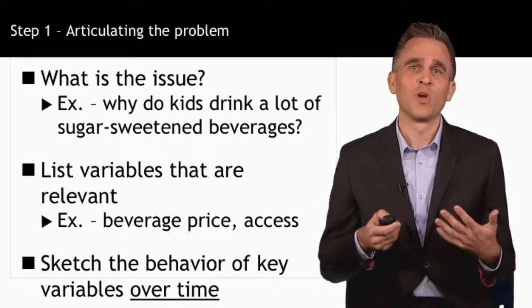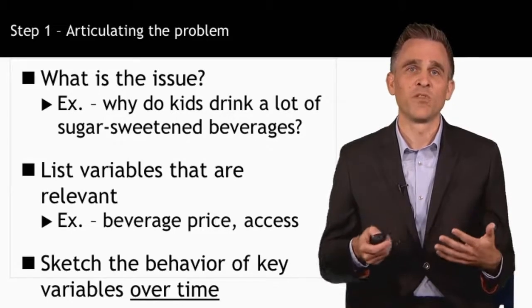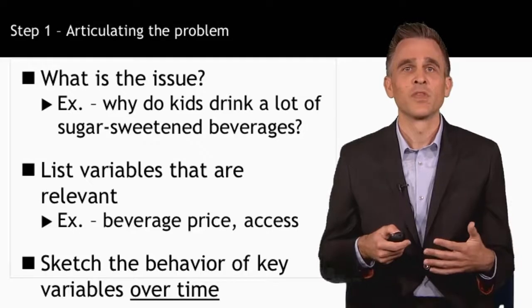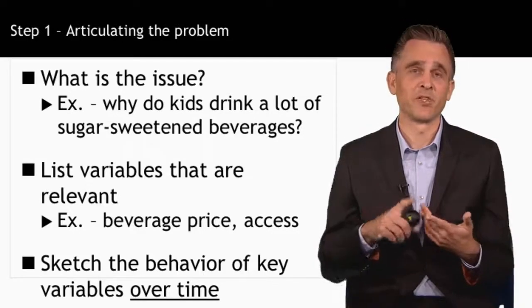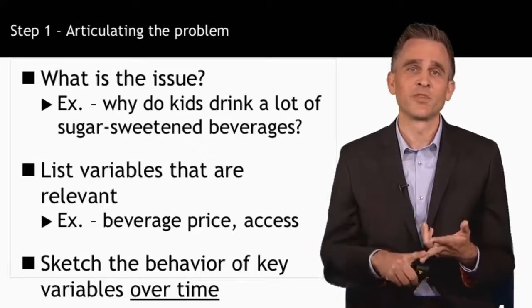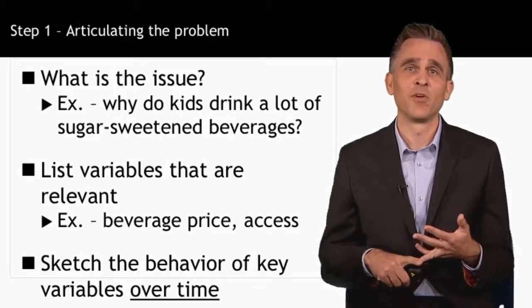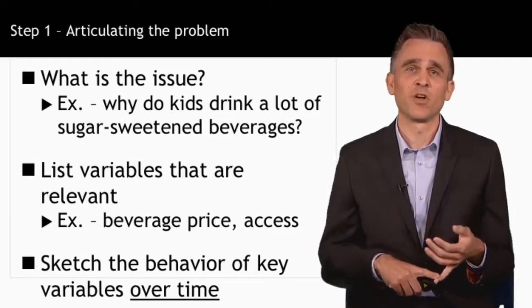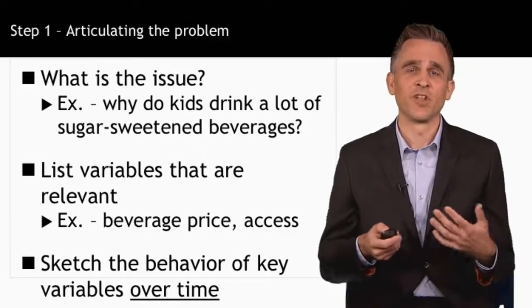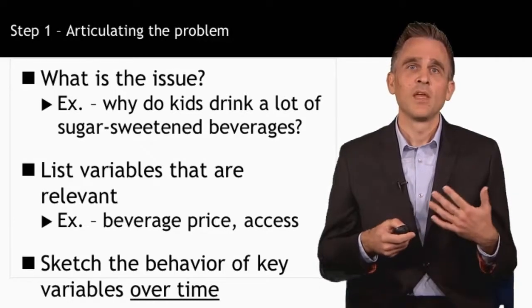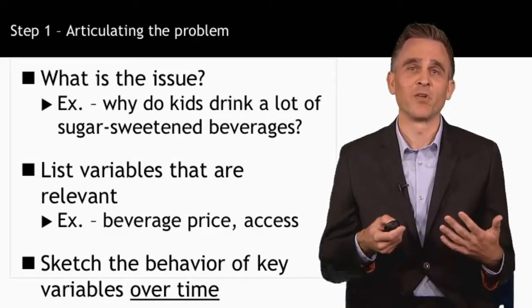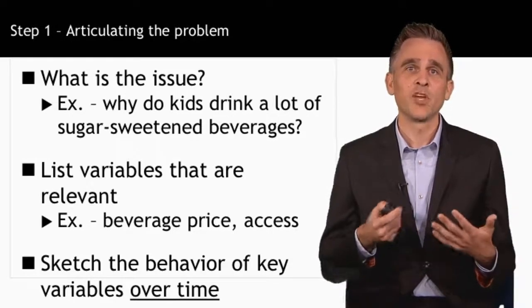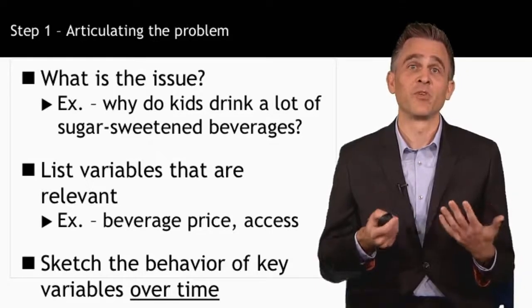Once your problem is well articulated, you want to list all the variables that are relevant to the problem. So if you're studying sweetened beverage consumption, variables might include beverage prices, different sources of sweetened beverages, where students get them from, alternative beverages such as water, and any other factors that you think are relevant to the problem. And then you want to sketch the behavior of key variables over time, particularly your primary outcome like sweetened beverages. Looking at patterns over time is a very crucial step.